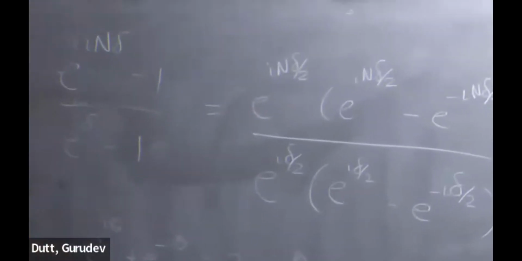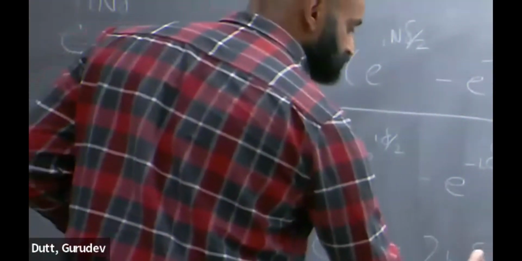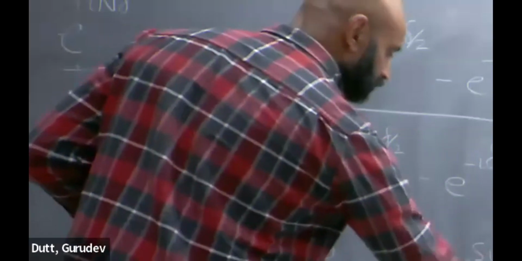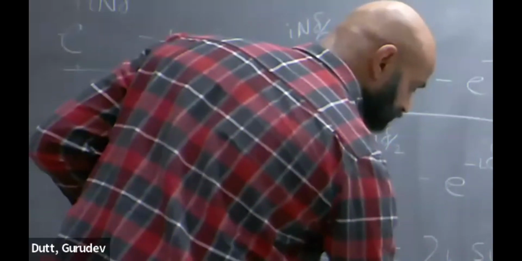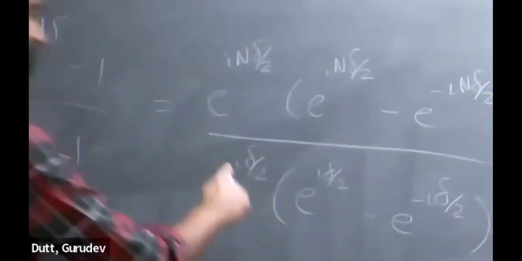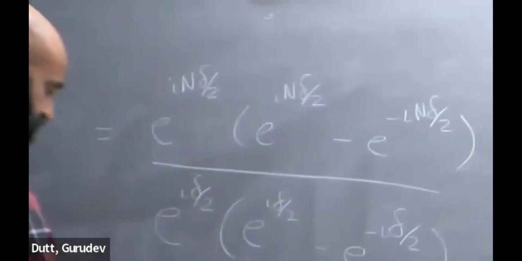This is just taken from the Euler formula, or e to the i theta minus e to the minus i theta for any theta is 2i sine theta. Okay. And therefore, this numerator is 2i sine n delta over 2. The denominator is 2i sine delta over 2. And of course, I shouldn't forget the phase factors.